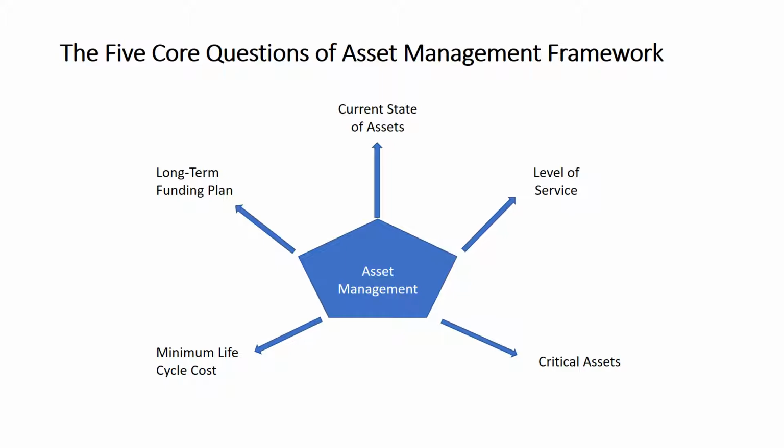If you're going to implement an asset management program, there are really 5 core questions that you have to ask of your organization. And I'm talking about an inclusive organization, a self-governance organization as a goal. You have to know the current state of your assets, the level of service expectations. You have to know your critical assets. You have to know the minimum life cycle cost, that is, the minimum budget that you need to maintain those assets. And then you have to have in place among your rates, knowing what your total liabilities are, you need to plan for long-term funding and replacement of those. Those are the 5 core questions.